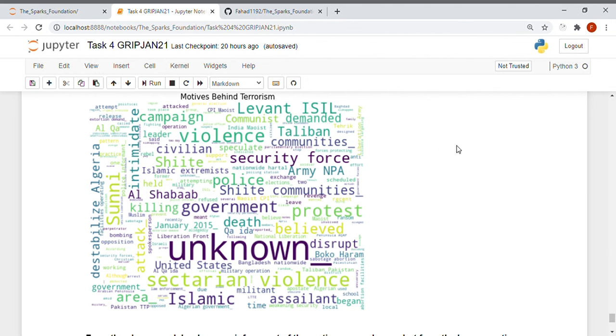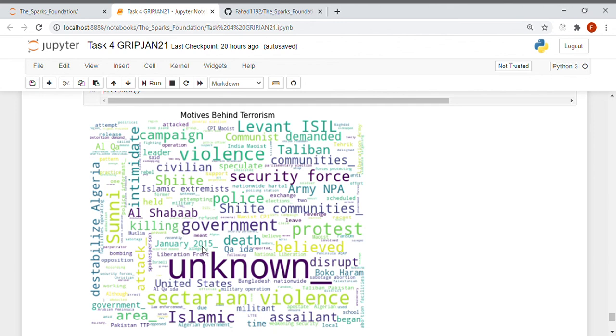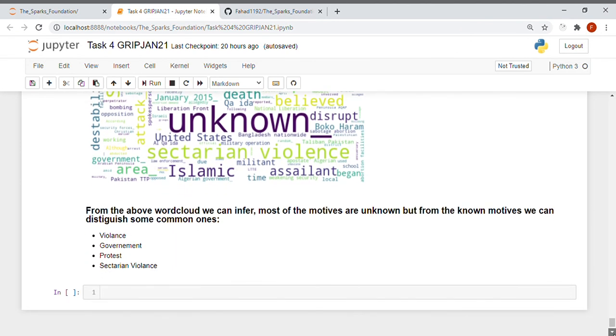If we want to find out at least some motives, we can see here that violence is the main motive, Shia-Sunni divisions, protest is also there, and anti-government movements in Syria and Egypt. So these are the main motives we can find out from this word cloud.